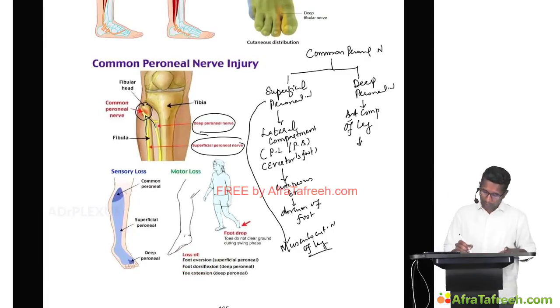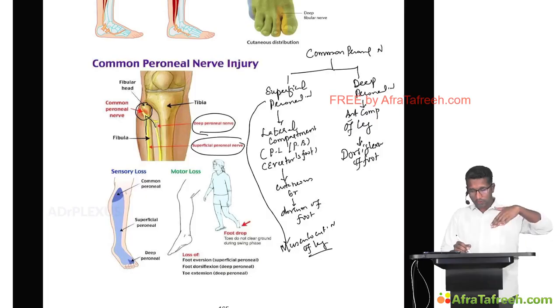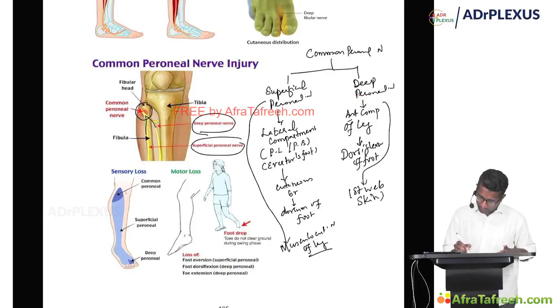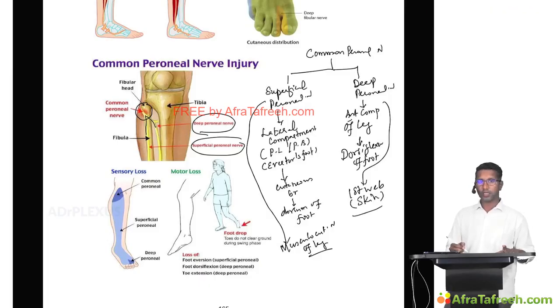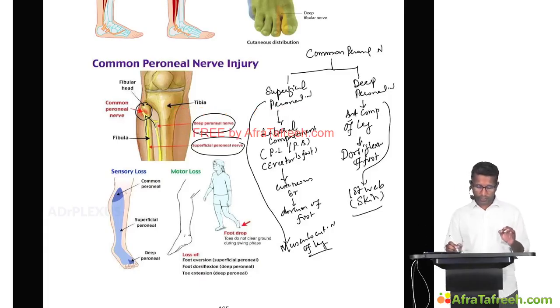Remember guys, these compartment muscles cause dorsiflexion of the foot. So they are the dorsiflexors of the foot. If they don't act, you know that it results in foot drop. And this deep peroneal nerve supplies the skin of the first web space. Okay guys, clear? So the deep peroneal nerve supplies the skin of the first web space. This is very important.